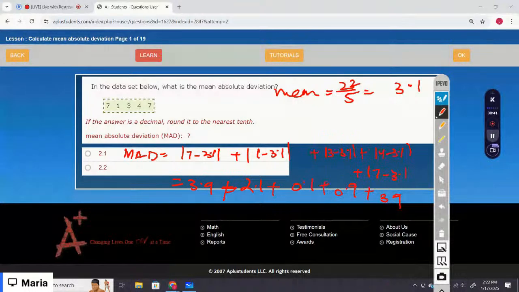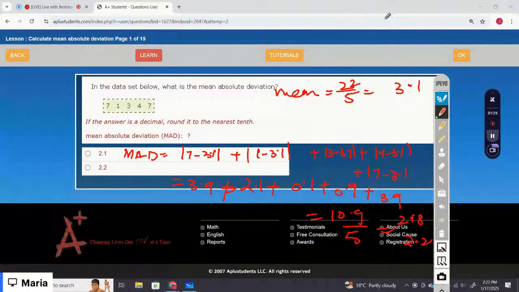Now let's just add them. 3.9 plus 2.1 plus 0.1 plus 0.9 plus 3.9. So their sum is 10.9. The number of values is 5. So 10.9 divided by 5, that is 2.18, which would be rounded off to 2.2. So that means the correct option is 2.2.